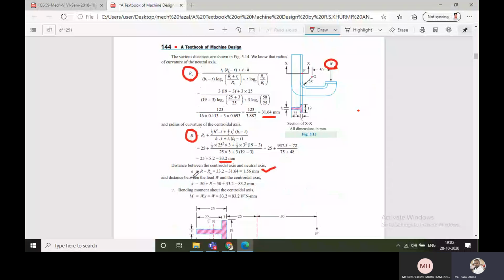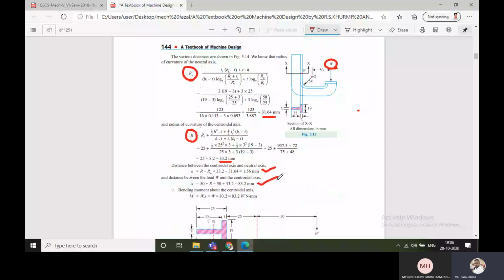So that is x equal to 50 plus R. R is the distance from this center to the central axis. Now, 50 is from here to this point. So the distance between the load and the central axis is 50 plus R.